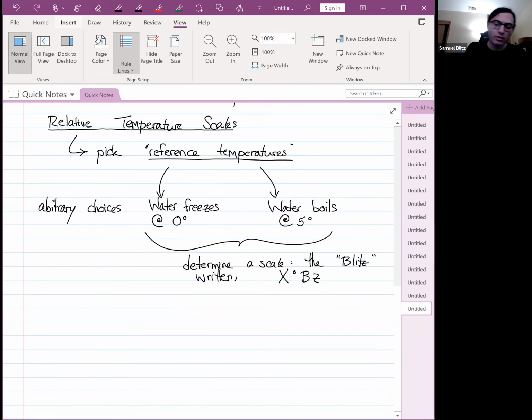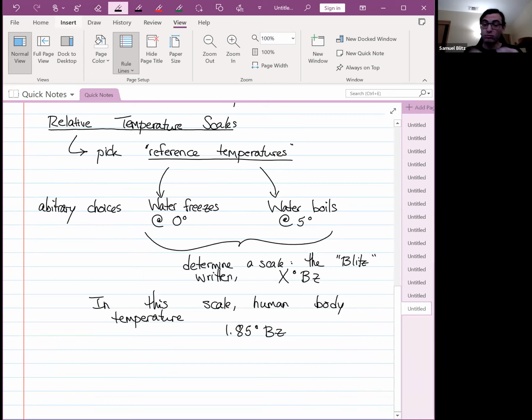And so in this scale, the human body, at least the normal human body, I'll leave that for you to figure out. The human body temperature is 1.85 Blitz, or 1.85 degrees Blitz, right? Like that's just a thing. So we know that it's 1.85 divided by 5, whatever 1.85 is relative to 5, because hotter than the temperature that water freezes at, right? Like it's just a way that we can choose a scale.